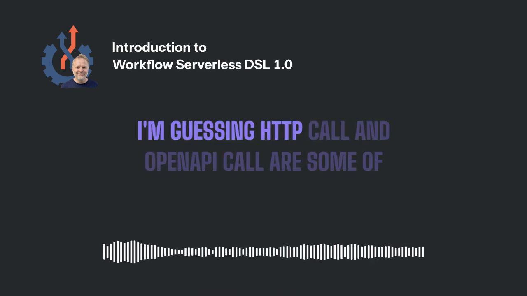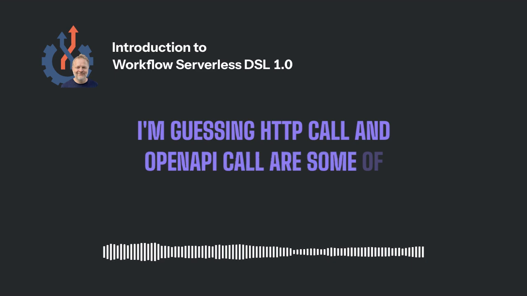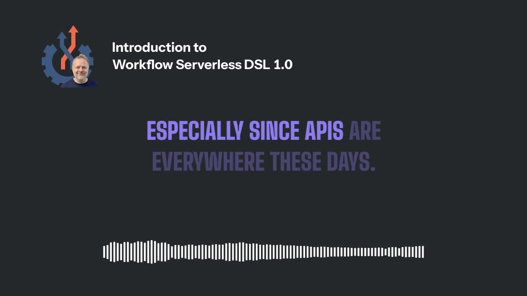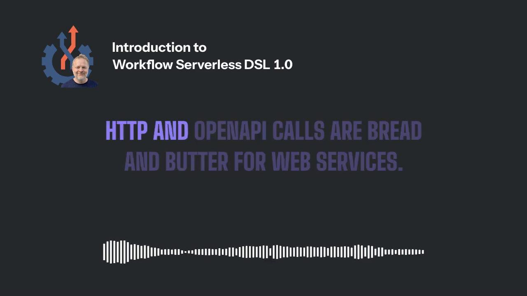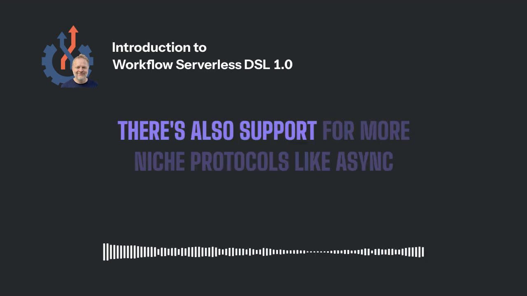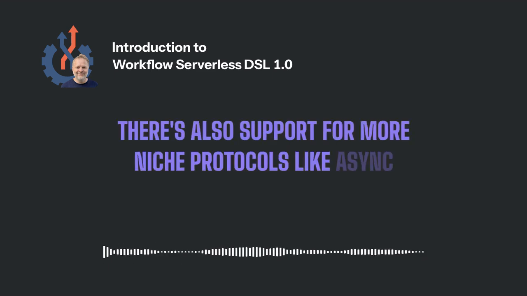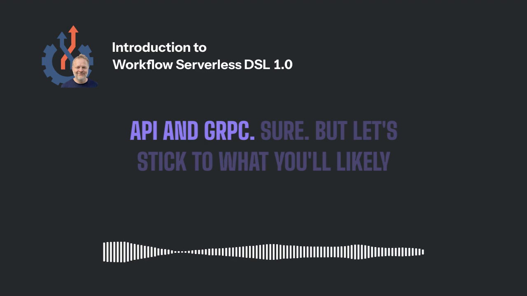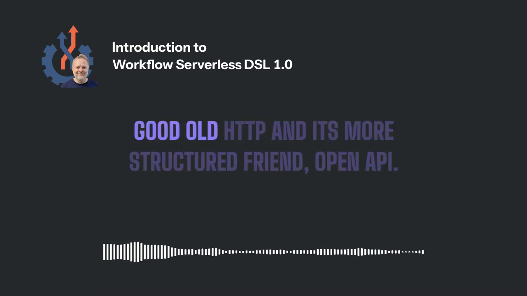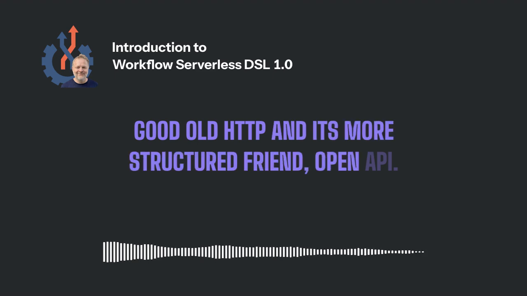I'm guessing HTTP call and OpenAPI call are some of the most popular default functions, especially since APIs are everywhere these days. HTTP and OpenAPI calls are bread and butter for web services. Right? There's also support for more niche protocols like Async API and gRPC. But let's stick to what you'll likely use most. Good old HTTP and its more structured friend, OpenAPI.